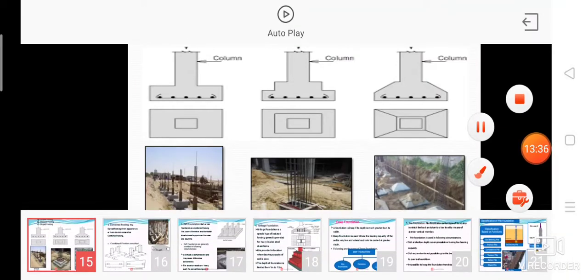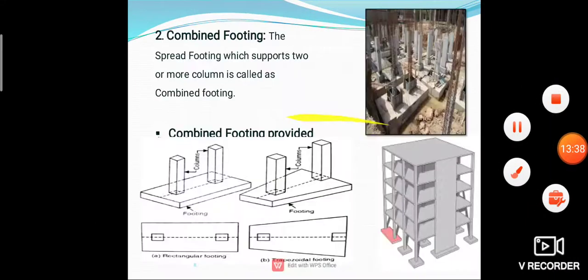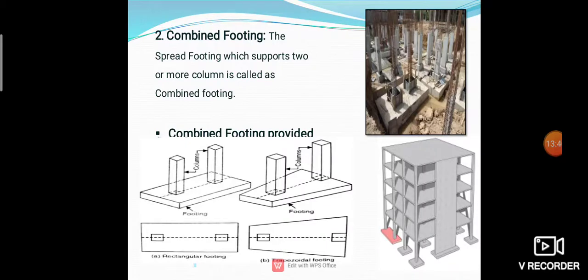All these types of footing play different roles. Then the second is the combined footing. The spread footing which supports two or more columns is called a combined footing.